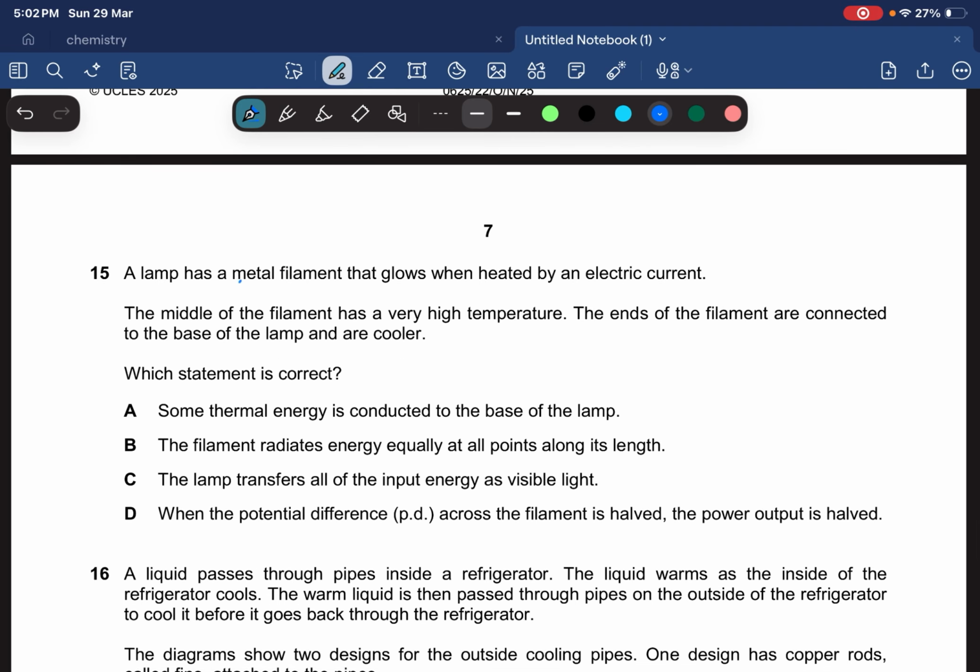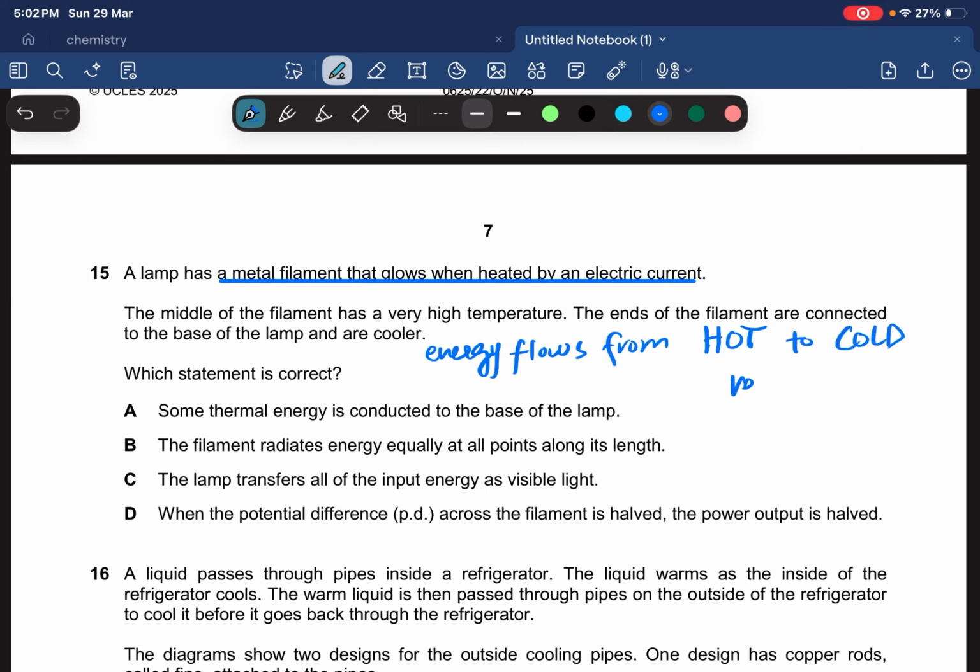A lamp has a metal filament that glows when heated by an electric current. The middle of the filament is at a very high temperature. The ends of the filament are connected to the base of the lamp and are cooler. Which statement is correct? Some thermal energy is conducted to the base of the lamp. Okay, because it's cold, energy flows from hot to cold regions. Am I correct or incorrect? I guess I'm correct. It should flow to the base because the base is cool. So this can be correct.